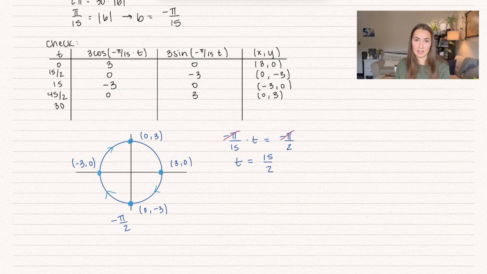Now we want to plug in our last value, right? Now we're going down to negative 2 pi. We want to be back at the original starting position because this is where he completes his lap. So here, when we plug in 30, we get negative 2 pi. Cosine of negative 2 pi is equal to 1, so we get 3. Sine is equal to 0, so we end up with the point (3, 0). So we go back to the original starting position.